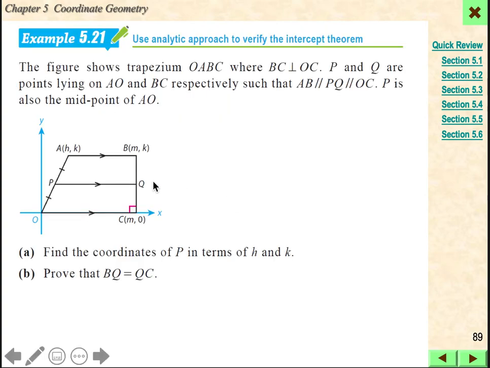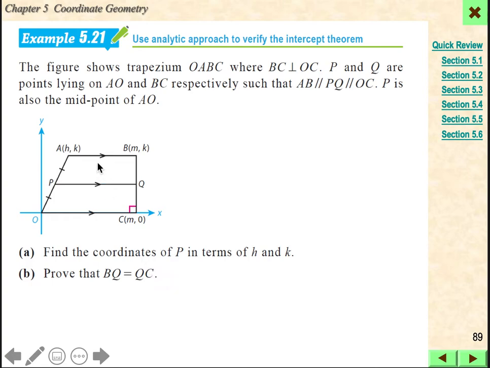This example is like a trapezium. Now you're going to find out the coordinate of P in terms of H and K. You can see P actually is the midpoint of AO. Therefore, for P, this is the midpoint, so you can have H over 2, K over 2 to be the Y coordinate. And then you're going to prove BQ equals QC.